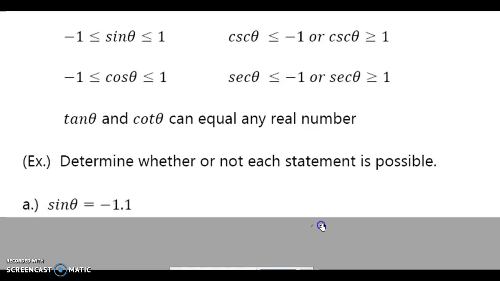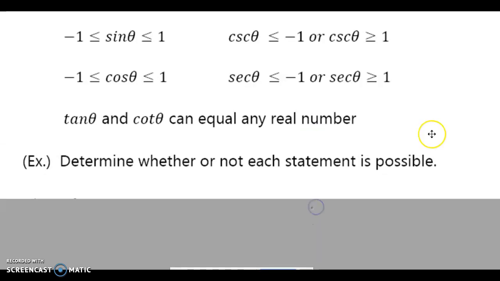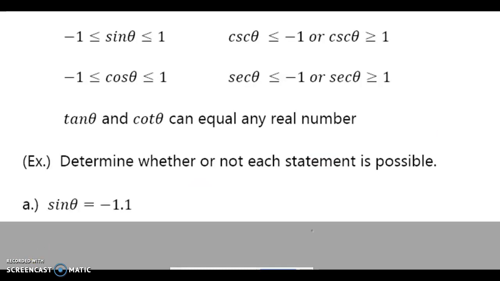Okay, so we're going to decide whether each of the following statements is possible, whether our sine, cosine, tangent, cotangent, secant, or cosecant is an allowable value for that trig function. Our first example: is it possible for the sine of theta to equal -1.1?